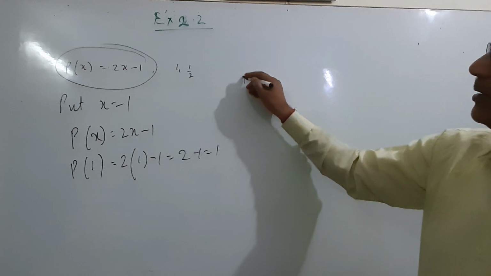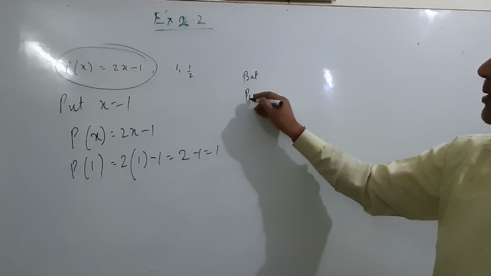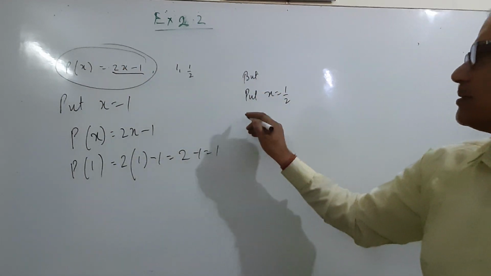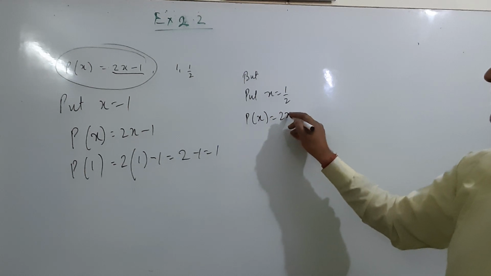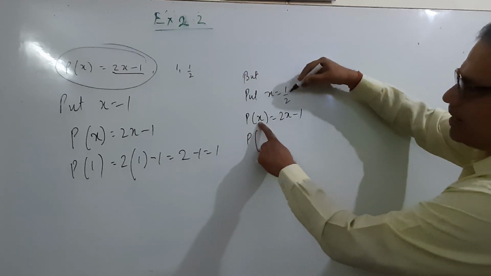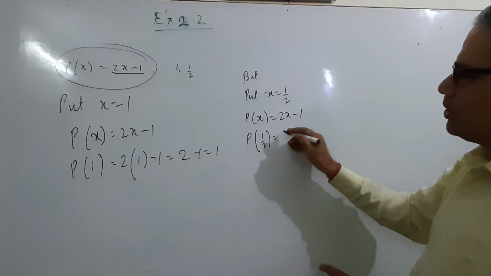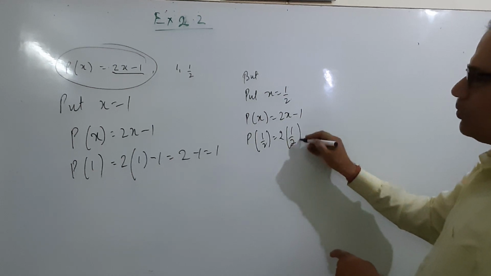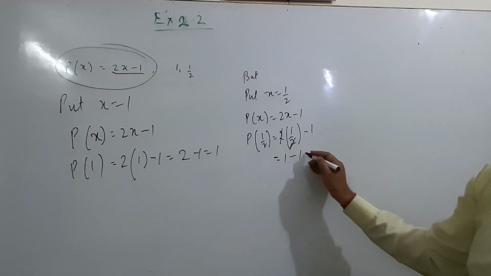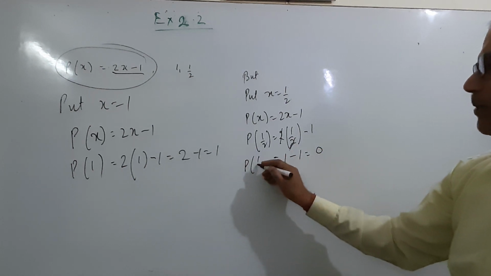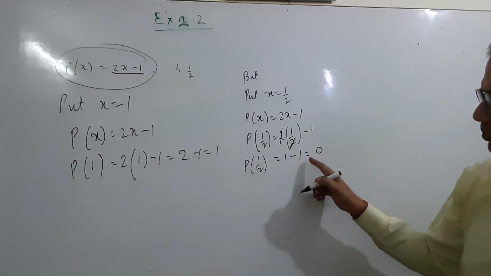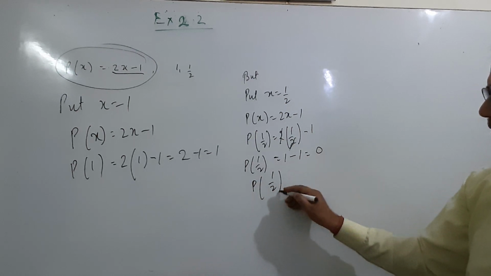But when we put x equal to 1 by 2 in p(x) equal to 2x minus 1, I have to put x as 1 by 2. It means p(1/2) is equal to 2 into 1 by 2 minus 1. This 2 will cancel. Then what is your answer? 1 minus 1 equal to 0. So p(1/2) is equal to 0. Listen carefully, p(1/2) is equal to 0.